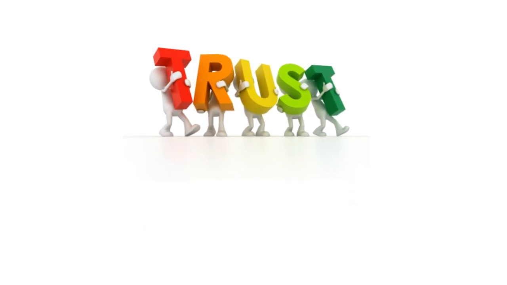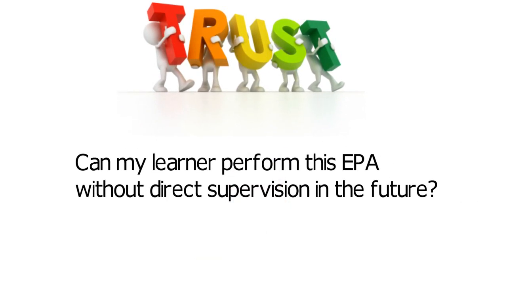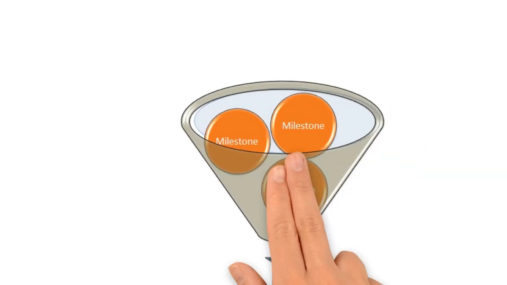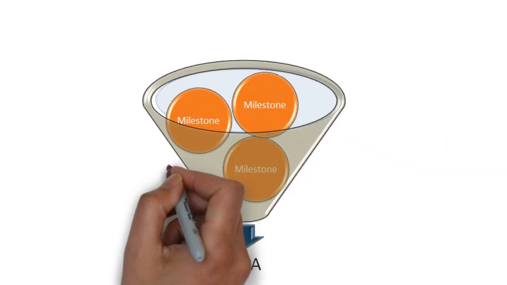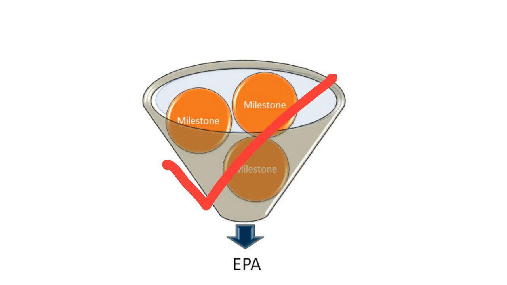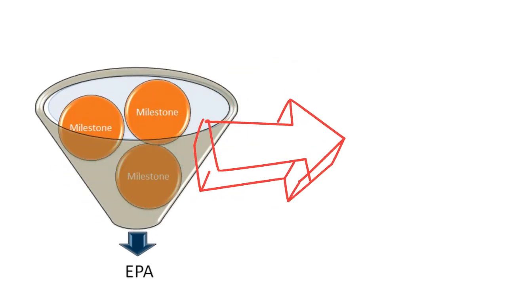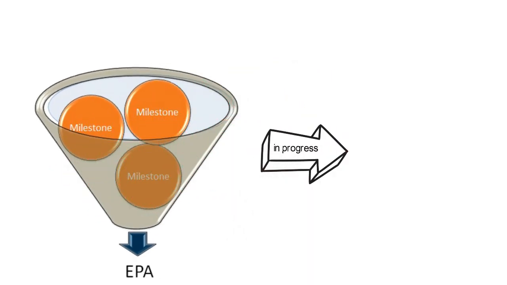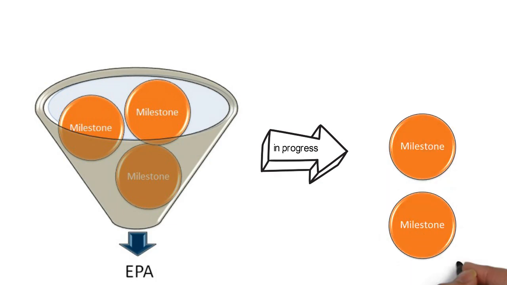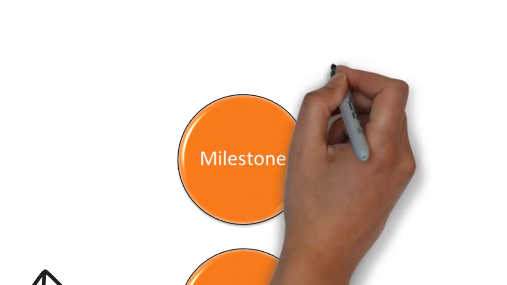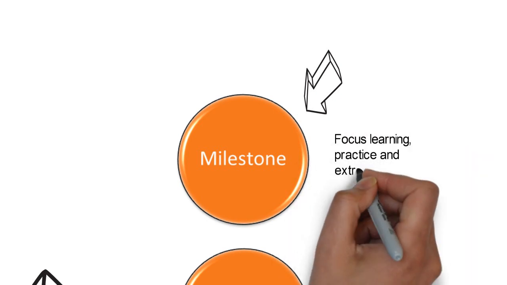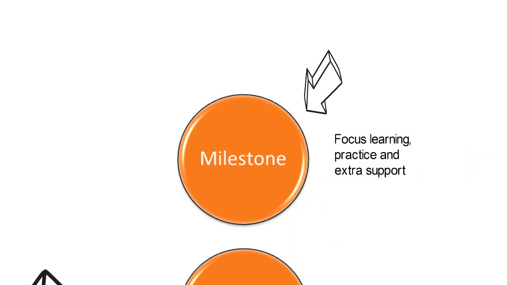And here's where trust comes in. If we think a learner can perform this EPA without direct supervision in the future, then we can entrust them with the task. If this activity is entrustable, then all the milestones within it have been demonstrated. If no, then the EPA is in progress, and you can break it down into the individual milestones and pinpoint where to focus learning, practice, and extra support.